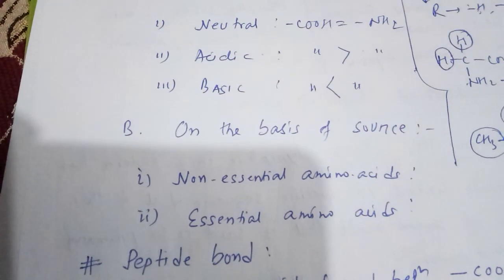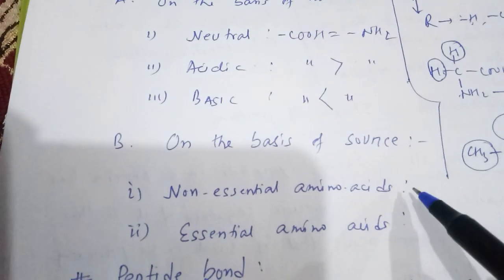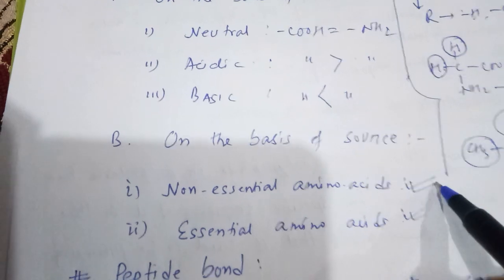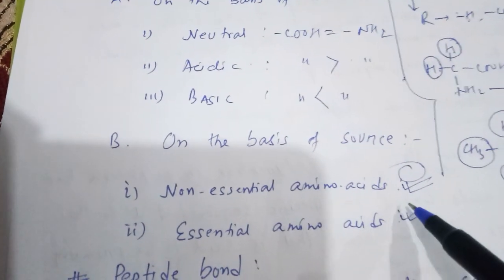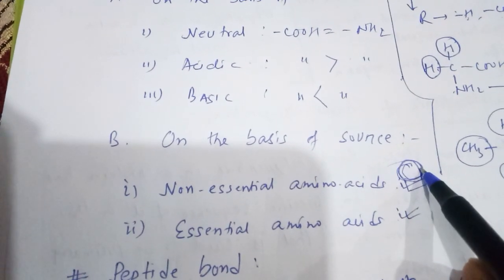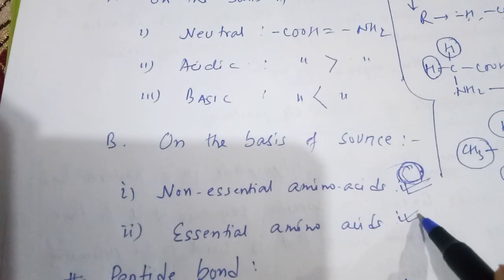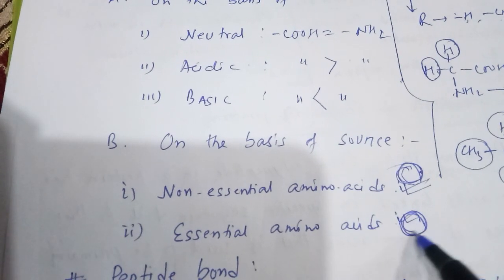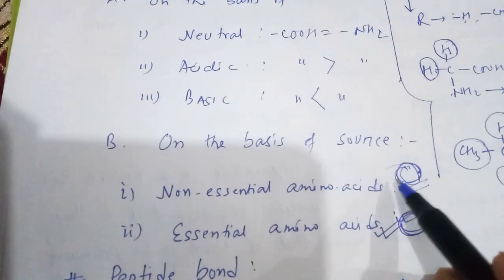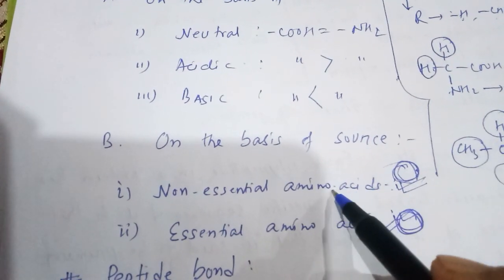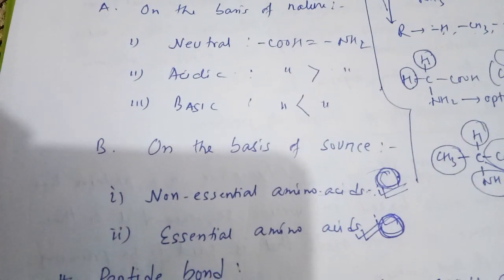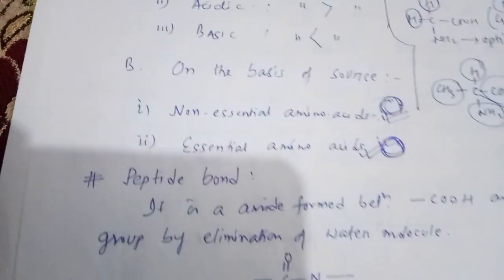On the basis of source, amino acids are divided into non-essential amino acids and essential amino acids. Non-essential amino acids are those which are synthesized within our body. Essential amino acids are those which we have to take through our diet. So one example also to remember for this one, in the textbook, we'll just go through the examples.